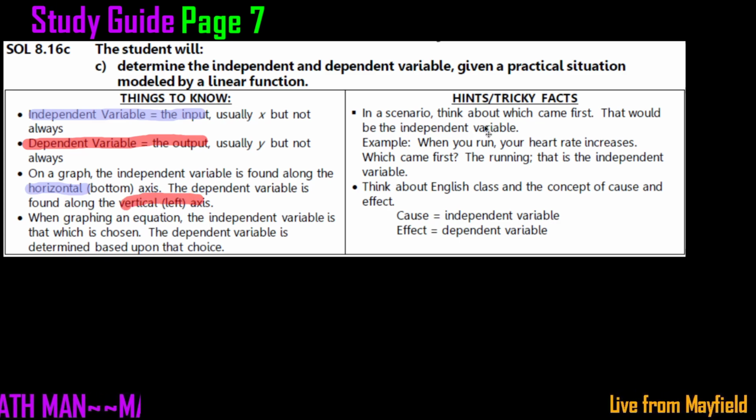And so, for example, when you run, your heart rate increases. And so, which came first? The running, which is the independent variable, and then your dependent variable is your heart rate. So if you are not running or you're resting, your heart rate is going to be lower. So again, just like cause and effect, the cause is going to be your independent variable, and then the effect is going to be the dependent variable. So again, just make sure you are reading carefully on these topics.